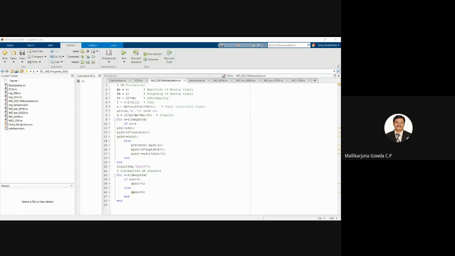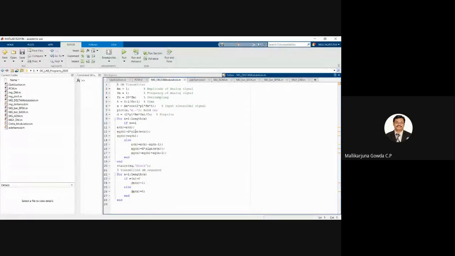Is this point clear? Yes, sir. So if n is not equal to 1, there are two cases I said now. When n is equal to 1, that is the initial setup. When n is not equal to 1, what do I need to do? E of n will be equal to x of n, that is the present sample, minus xq of n minus 1. This xq of n minus 1 is nothing but x hat of nTs. So I am comparing those two, no?